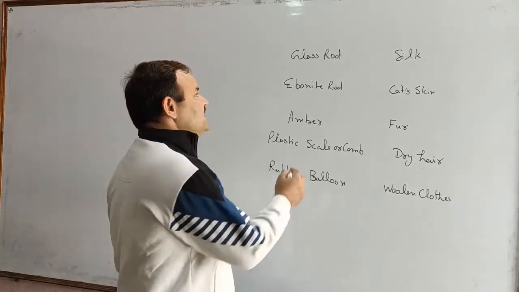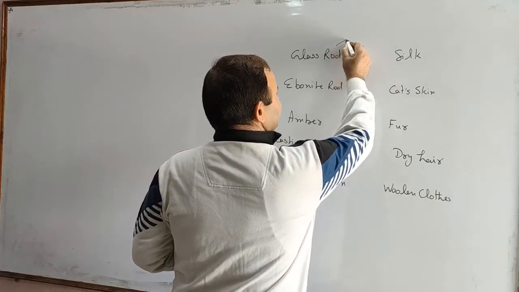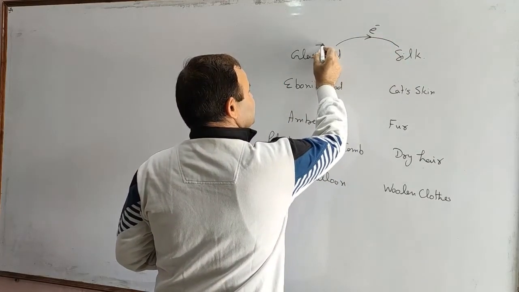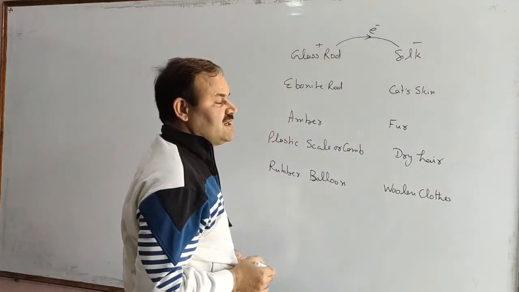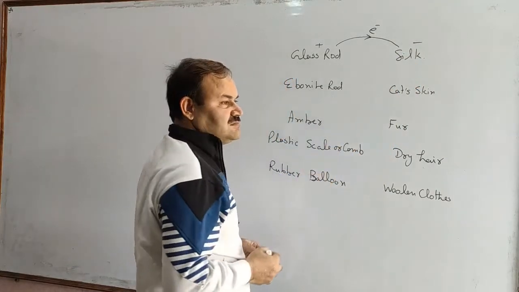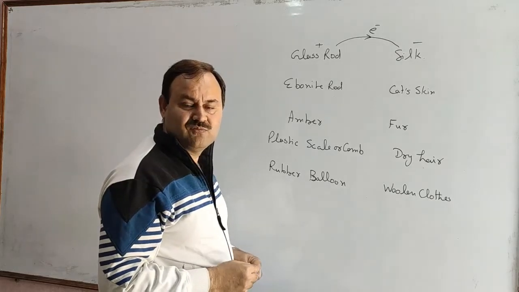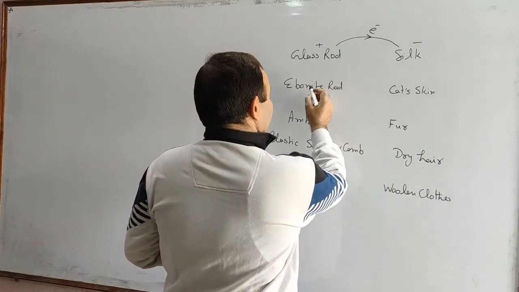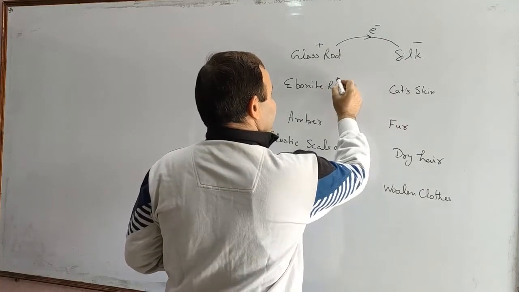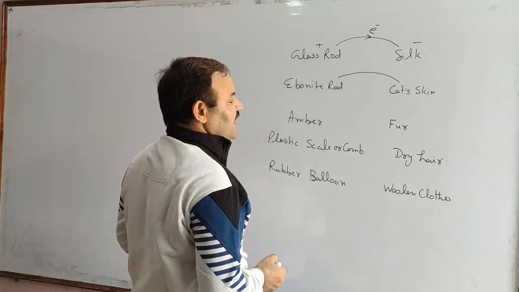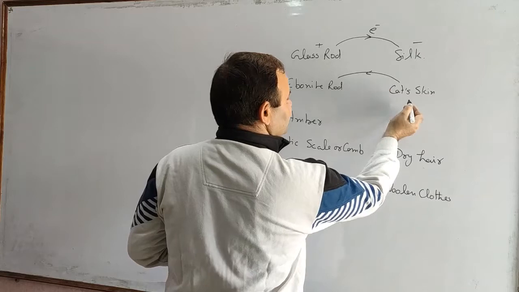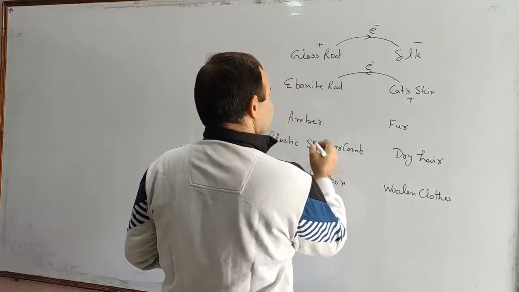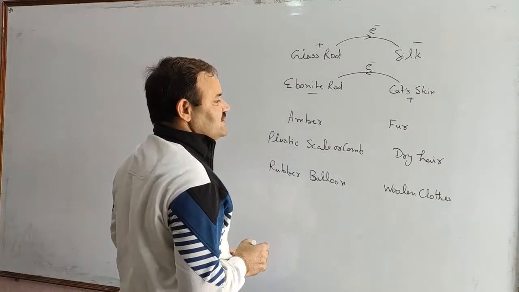If a glass rod is rubbed with silk, then electrons migrate from glass rod to silk, making glass rod positively charged while silk negatively charged. If an ebonite rod is rubbed with cat's skin, then electrons migrate from cat's skin to ebonite rod, making cat's skin positively charged while ebonite rod negatively charged. Ebonite is a black colored wood obtained from armwoods.